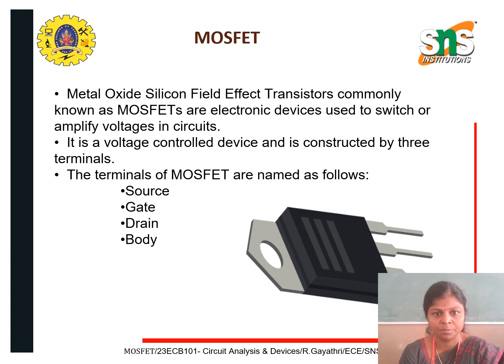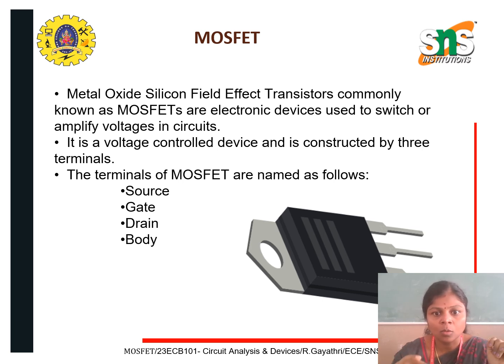Coming to the introduction part of MOSFET, the name MOSFET is abbreviated from metal oxide semiconductor field effect transistor. The MOSFET is used mainly for switching applications, and also it is used in amplifier circuits. The FET devices are classified into two types: junction field effect transistor and metal oxide semiconductor field effect transistor. The field effect transistor is a voltage controlled device.